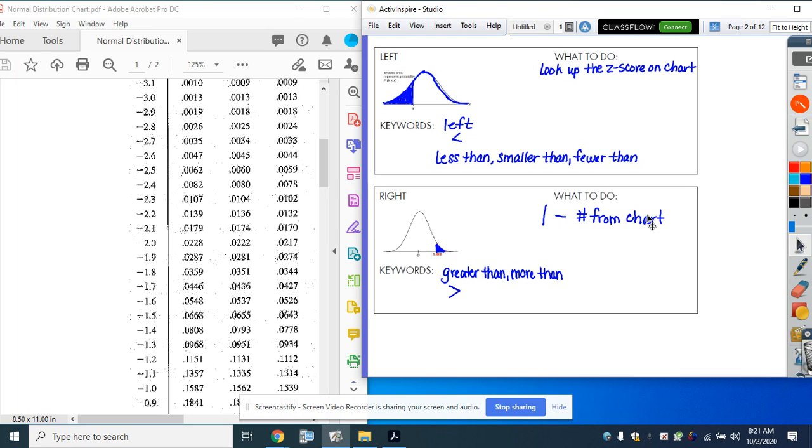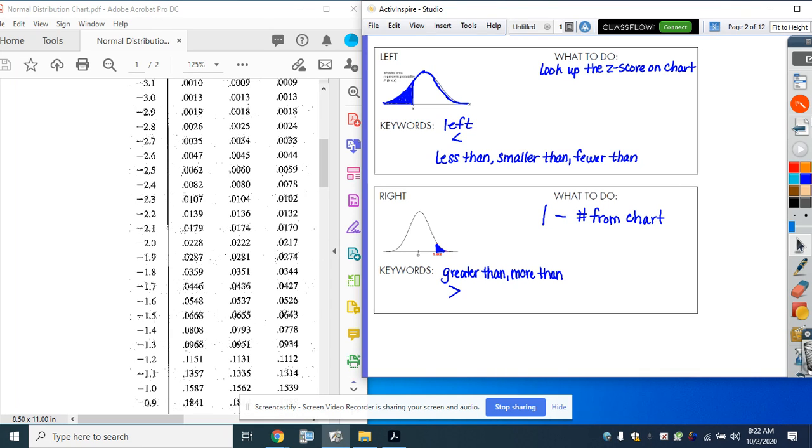You never do a mathematical operation on these numbers until you look the number up on the chart. Once you look the number up on the chart, then you can decide what to do. Never do anything to the z-score itself. It must be looked up on the chart.